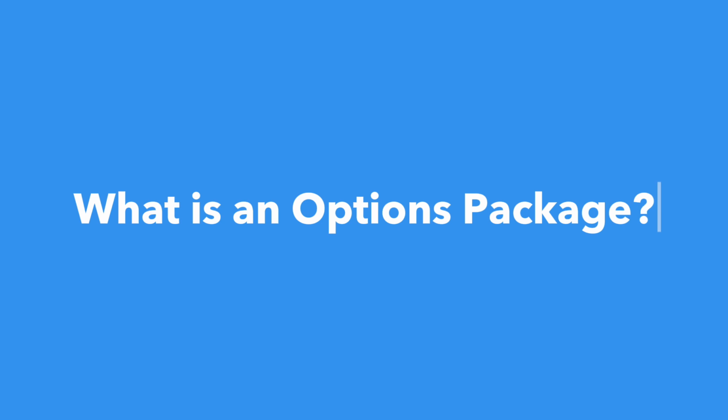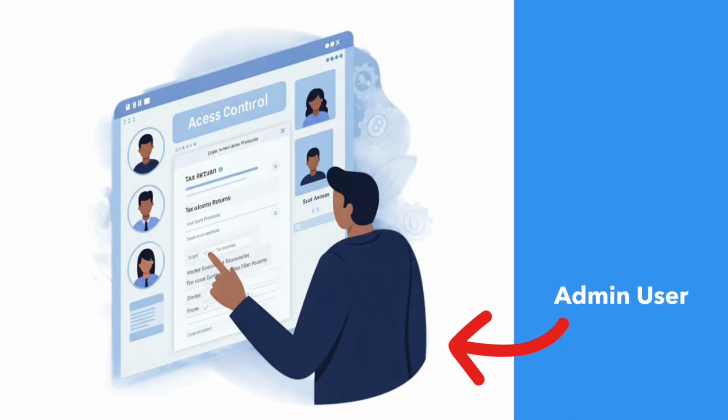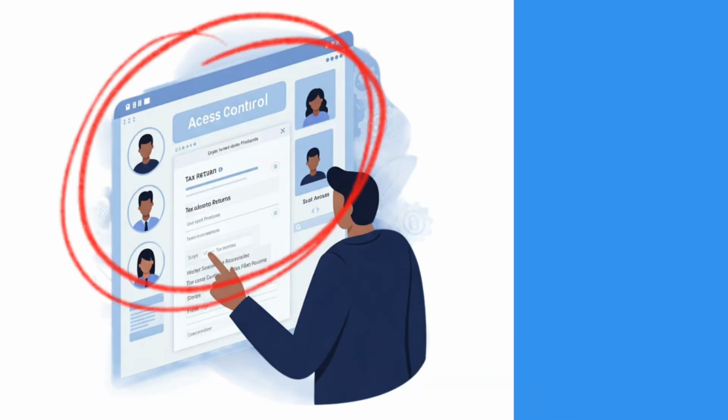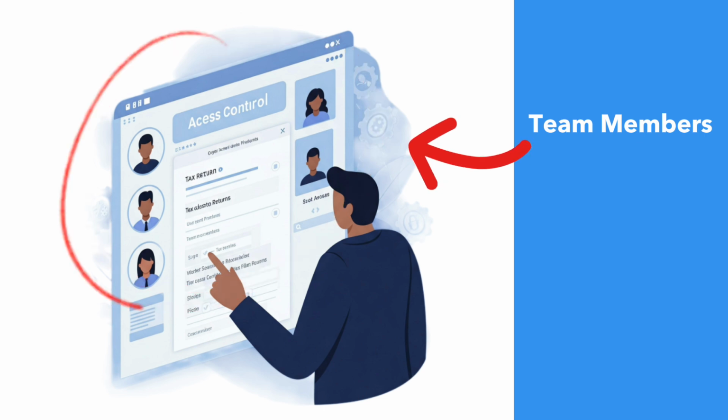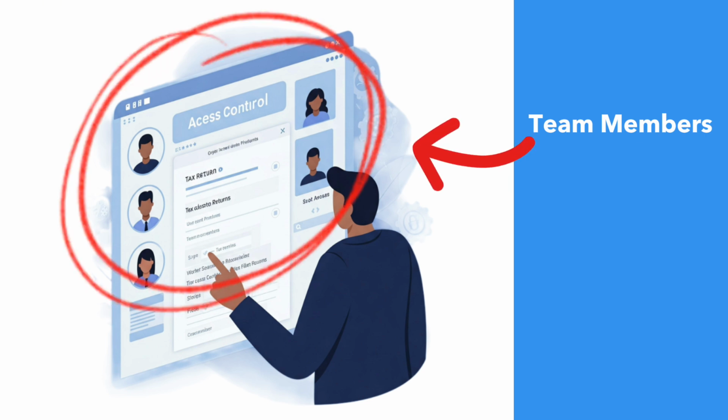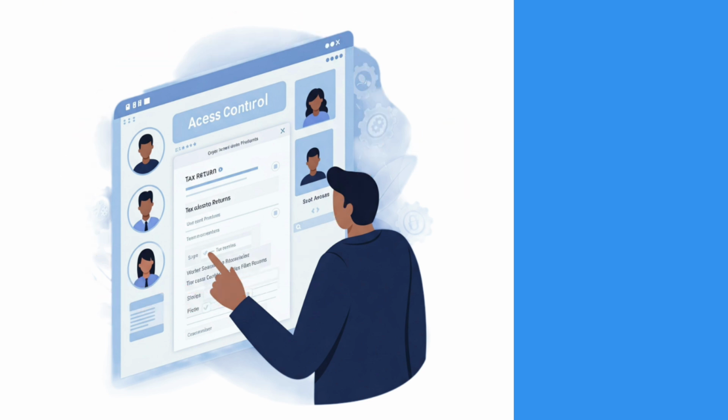Let's start off with what exactly is an options package. It's a feature in ProFile that allows an admin user to control the experience and access of different team members. It can be quite complex, so you'll want to poke around and see what you want to change. Let's take a look at where to turn it on and set it up first.